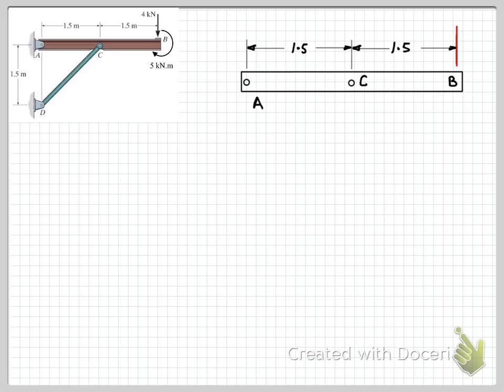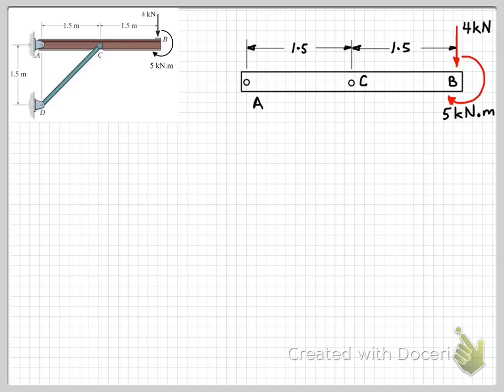Usually my next step in solving the problem is to just add on the loads that are given. So we've got our applied force and our applied moment. Just draw those on, and we write also the values for those loads.